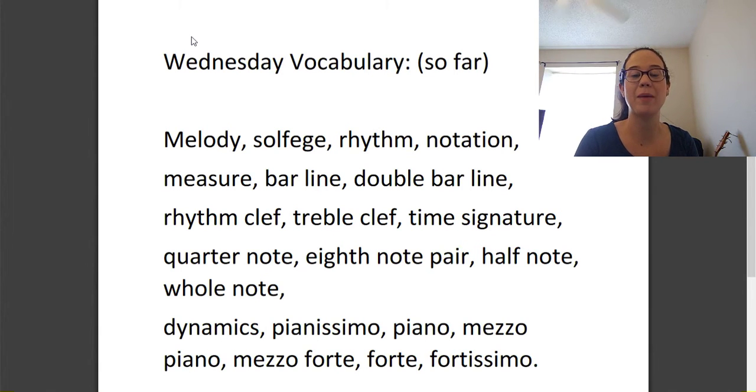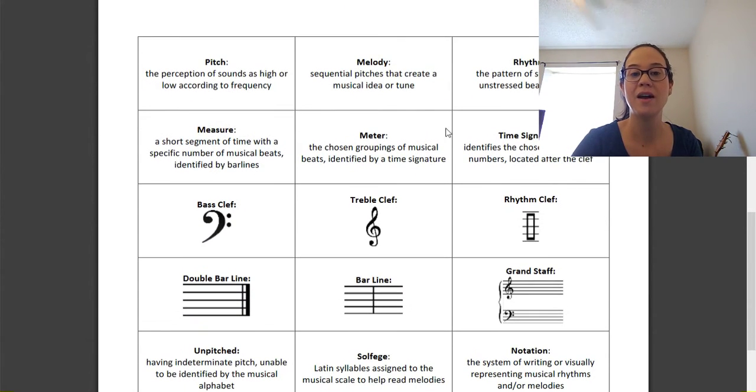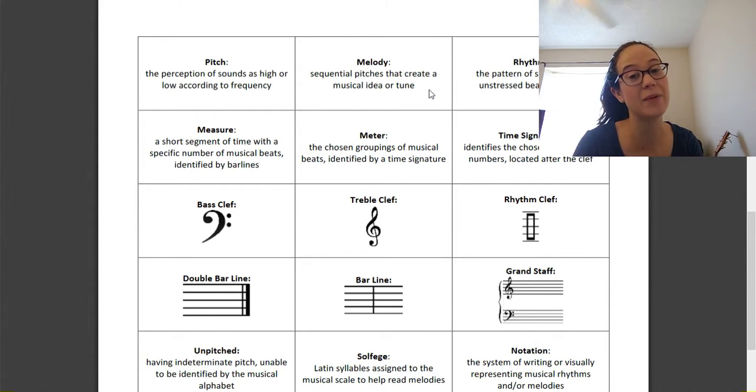This is vocabulary as far as we've gotten, and we're actually going to be pulling them into a different browser and looking at them in a different way so you can see what these all are. Melody, solfege, rhythm, and notation are where we're starting. And you can see that melody is on your vocabulary card. The front side, there's no definitions, but if you flip it over, melody is the sequential pitches that create a musical idea or a tune, something that we can sing.